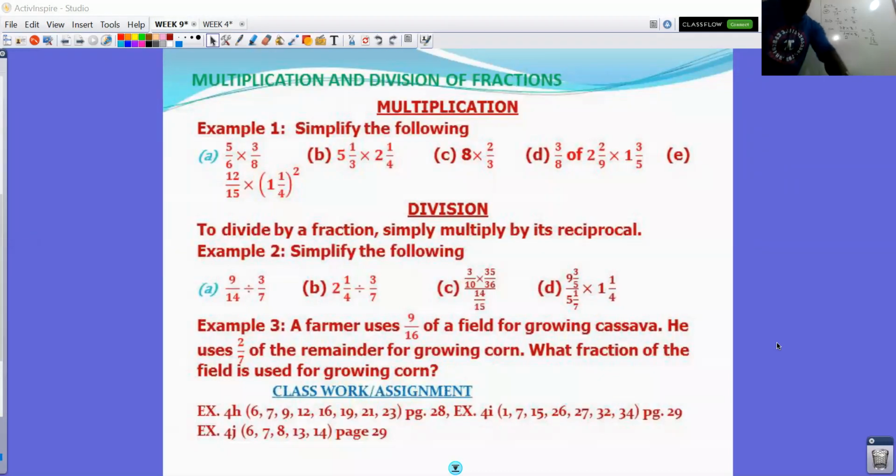To me, I think the board is clearer now. The board is clearer now. You should see it now.